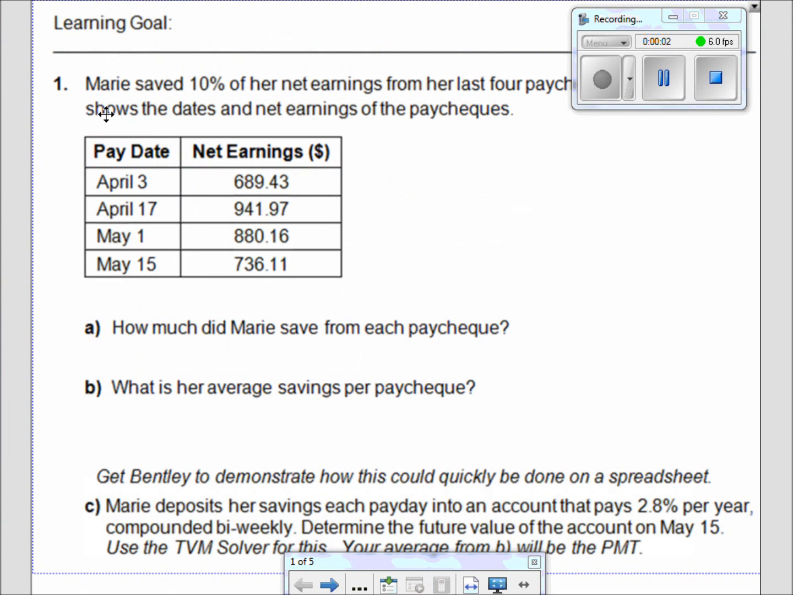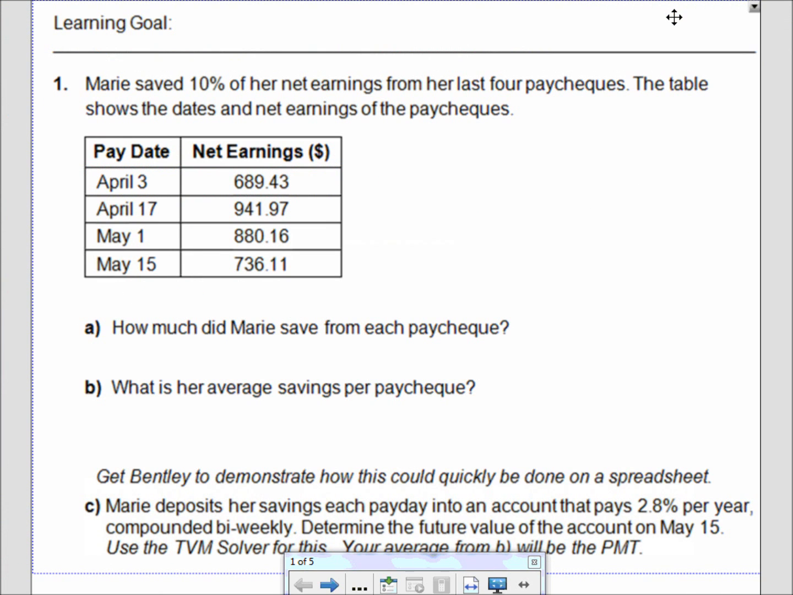Okay, so Marie saved 10% of her net earnings for her last 4 paychecks. The table shows the date and net earnings of each paycheck. So how much did Marie save for each paycheck?